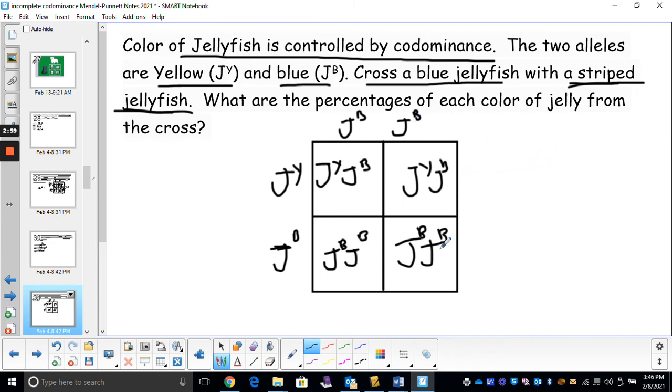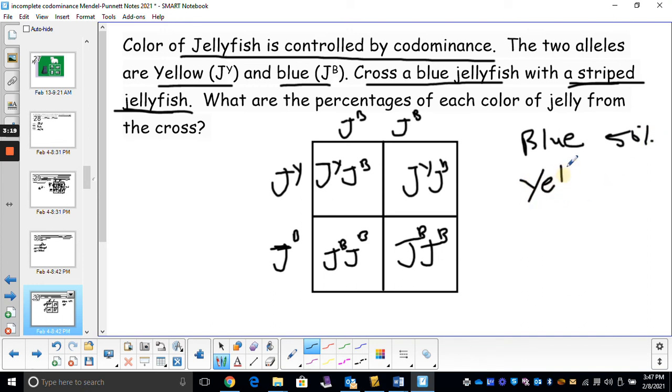So, what percent of each color do I have? Well, if we look here, let's just start with blue. What percent of my babies would be blue? Well, this one has one yellow and one blue. That wouldn't work. One yellow and one blue. That wouldn't work. Two blue alleles. I would have 50% blue.